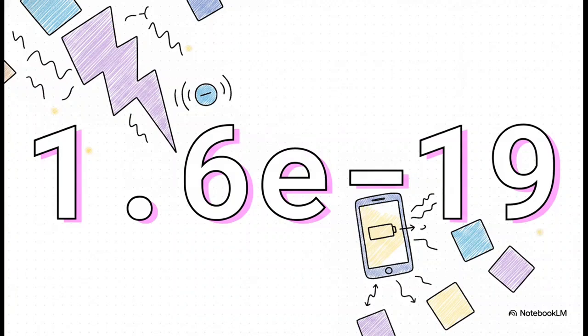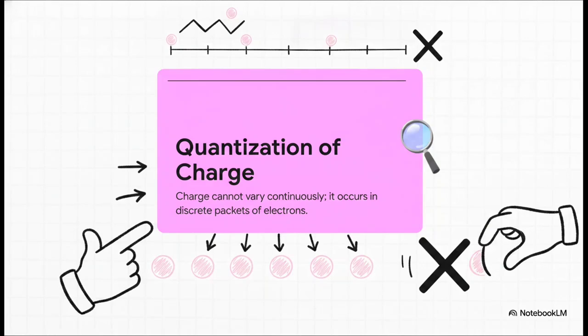Literally every single charged object in the universe, from your phone battery all the way to a massive lightning bolt, gets its charge by hoarding or losing exact multiples of this specific, tiny number. Think of it this way. Just like you can't have half a penny in your bank account, a charge cannot be a continuous random value. It must be a perfect multiple of that tiny electron packet.